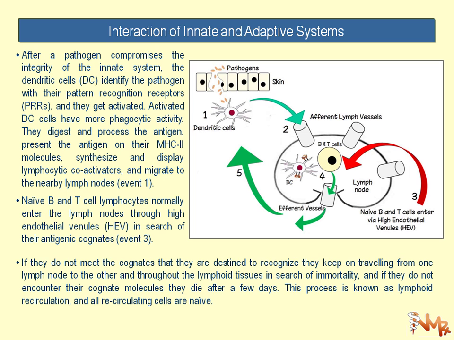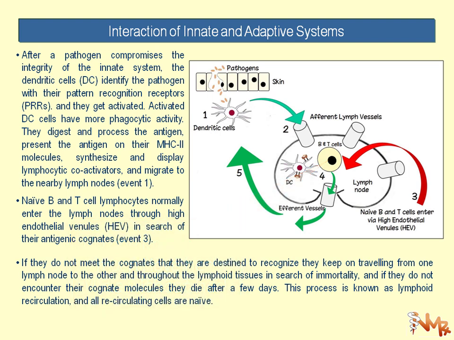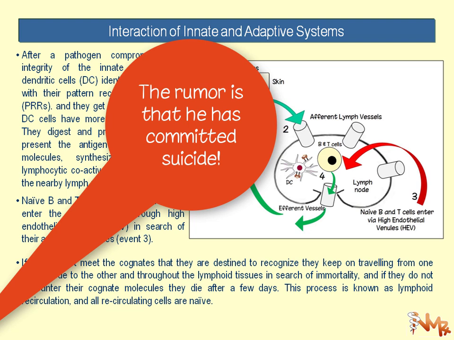Now, if these naive B and T cells do not meet the cognates that they are destined to recognize, they will stay in a particular lymph node for a while. And then they travel from one lymph node to another, to another, to another throughout the entire lymphoid tissues in the body in search of immortality. I use the term immortality because if they do not encounter the cognate molecules or epitopes, they die after a few days. So they have a short lifespan.